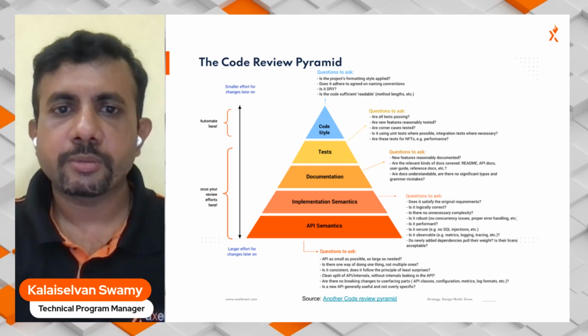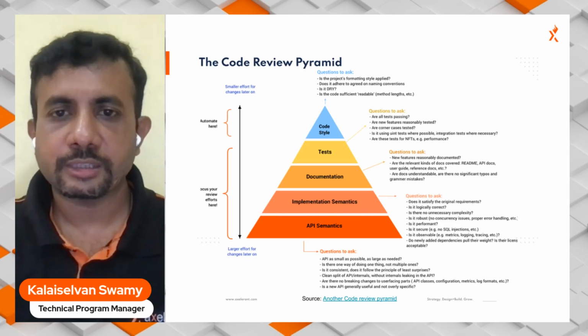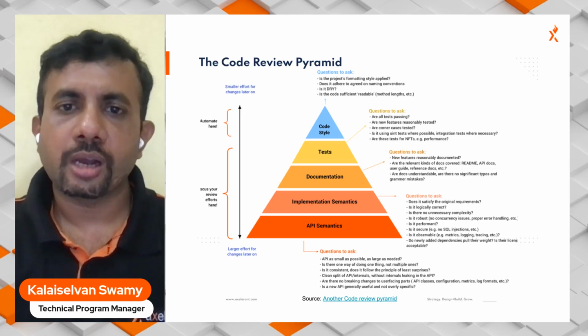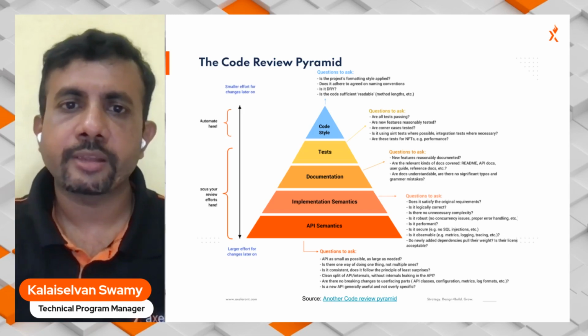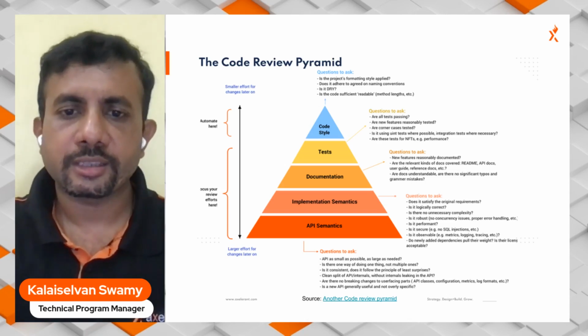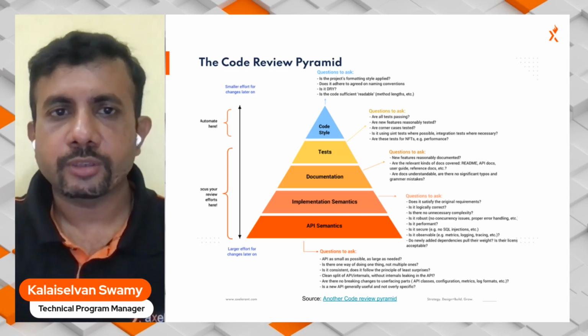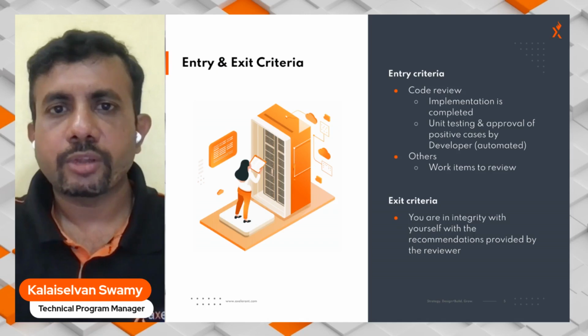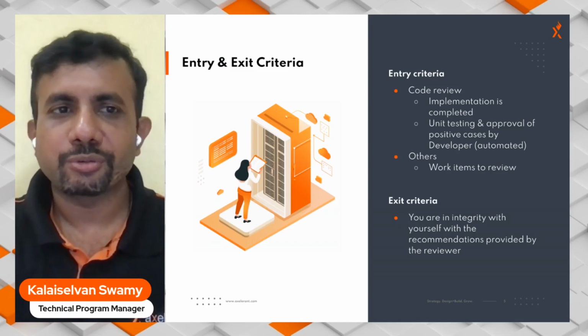So this pyramid is taken from our engineering handbook, so you can get the link from our engineering handbook and deep dive into each of the questions that you need to ask yourself. These are not questions that you are asking the reviewer, rather it is something that you are asking yourself to validate whether the code satisfies the criteria explained here. And then you ask questions of the reviewer that will make them think in similar directions. So let's proceed further. Now we will come to the entry and exit criteria for the peer review.